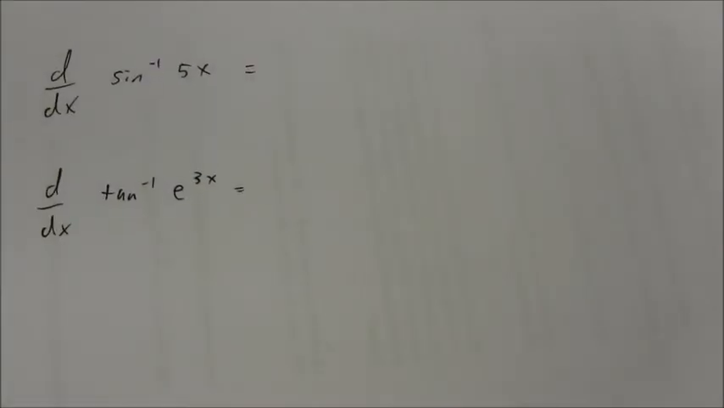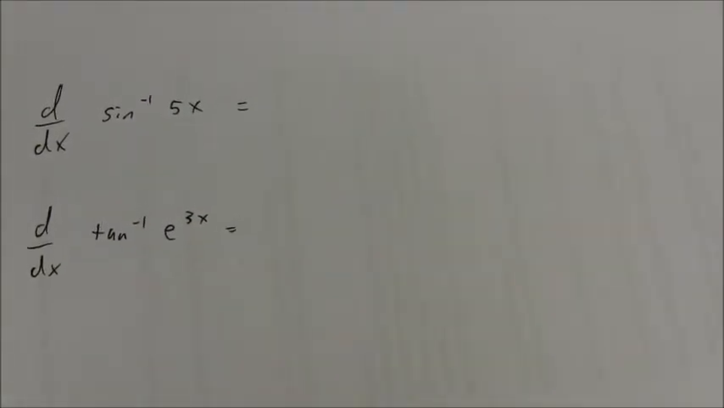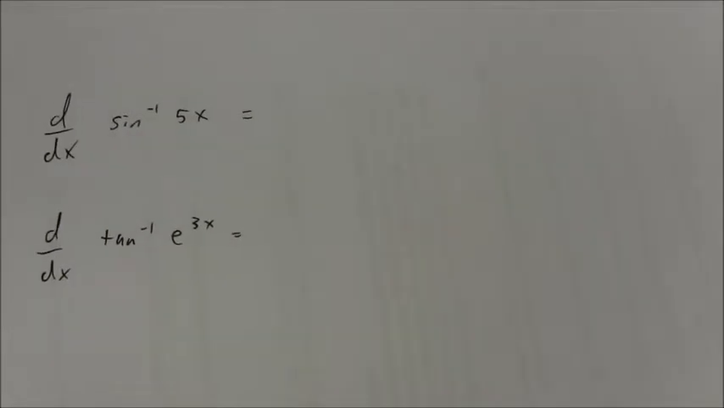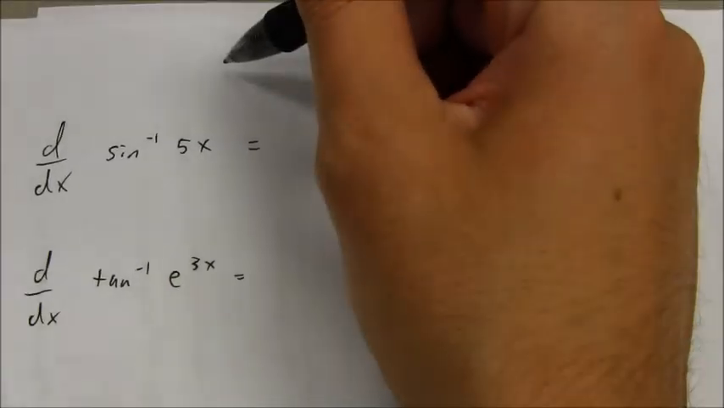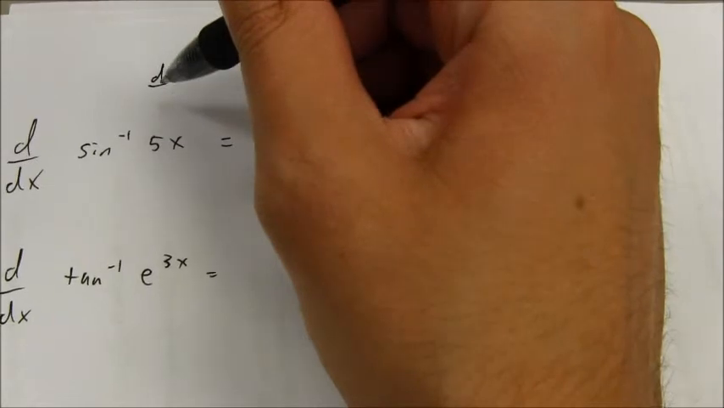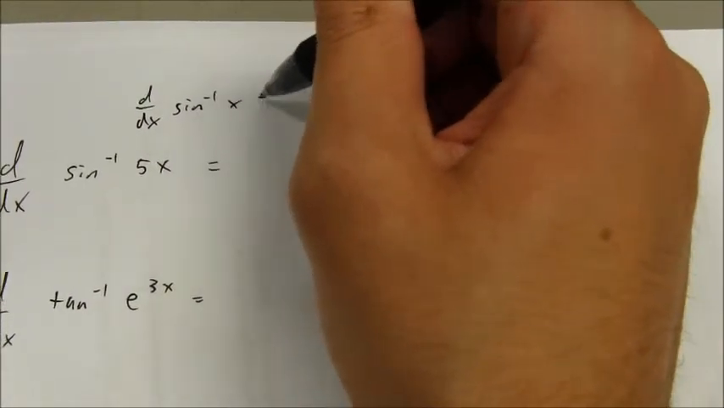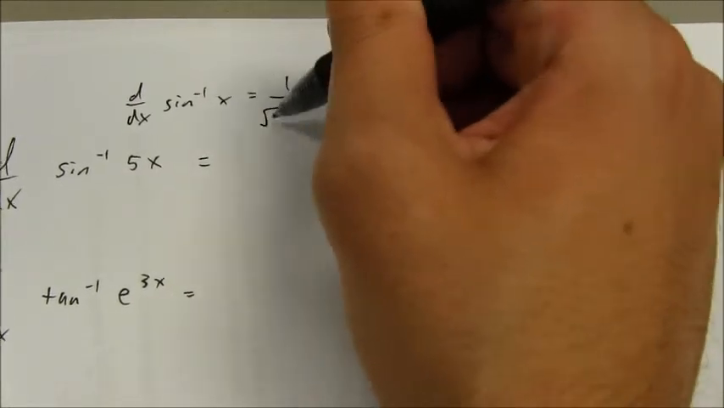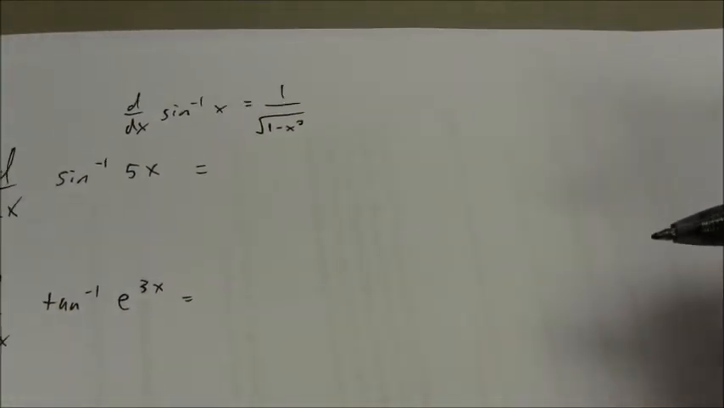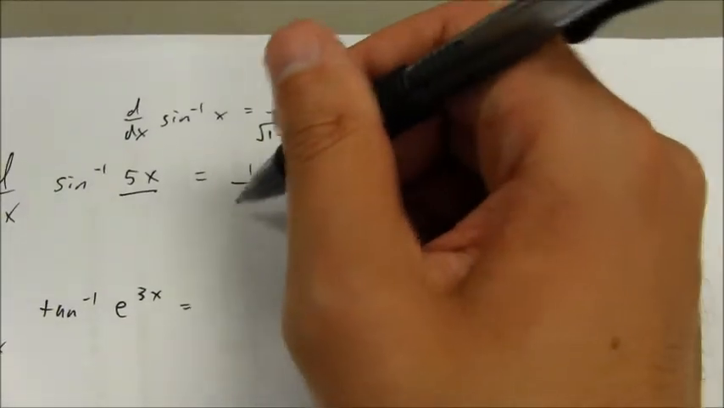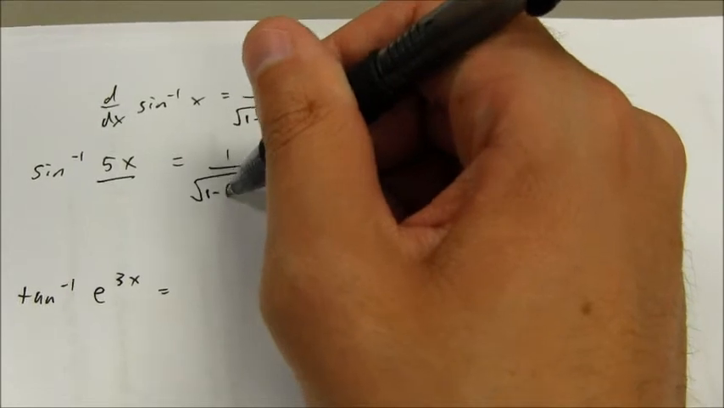Okay, so here's a quick example of how to find derivatives of inverse trig functions. Basically, if you remember, the derivative of inverse sine of x is 1 over radical 1 minus x squared. Okay, you're going to use that same pattern, but this time the inside function is 5x, so it's going to be 1 over radical 1 minus 5x squared.